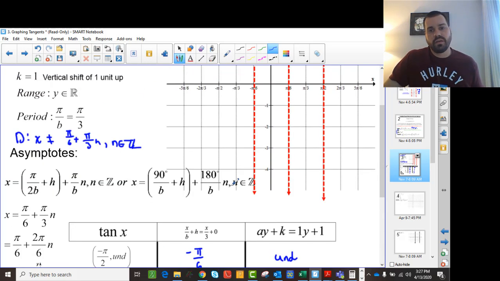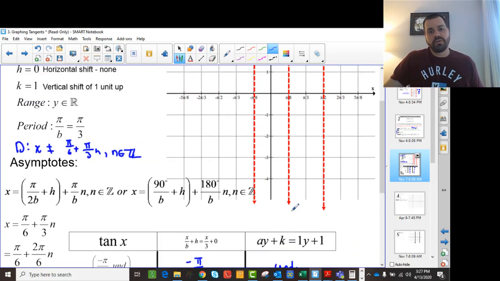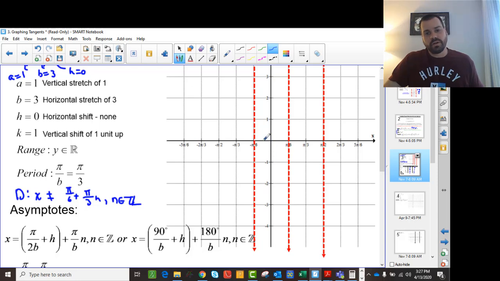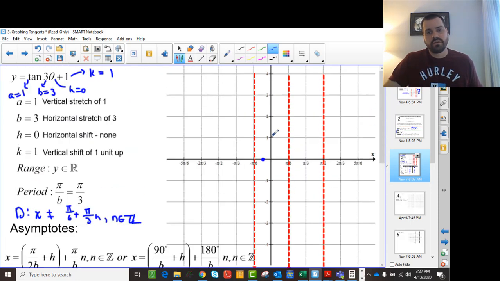So we're going to plot these. So we're going to go up here, minus pi over 6 and undefined. There it is. Then they're going to go minus pi over 12 and 0. So minus pi over 12 and 0 is going to be somewhere like here. Okay. And then 0 and 1 goes here. And we have pi over 12 and 2 is going to go here. And so my tangent graph is going to look something like this.